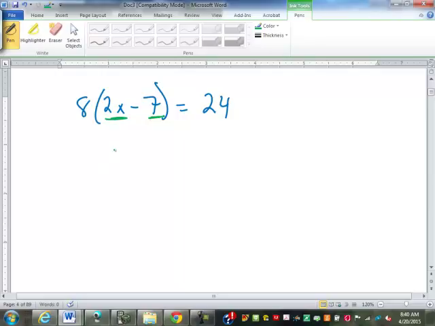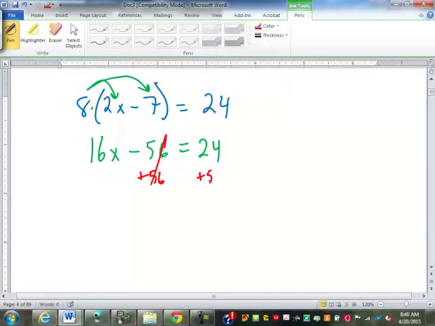We cannot combine those. So what we can do, though, is do something to the parentheses, which is multiply it by 8. So it's 8 times 2x, which is 16x. And 8 times negative 7, which is negative 56, which equals 24. Now what do we do? Add 56. So 16x equals 80. And then divide by 16. Good. X equals 5.